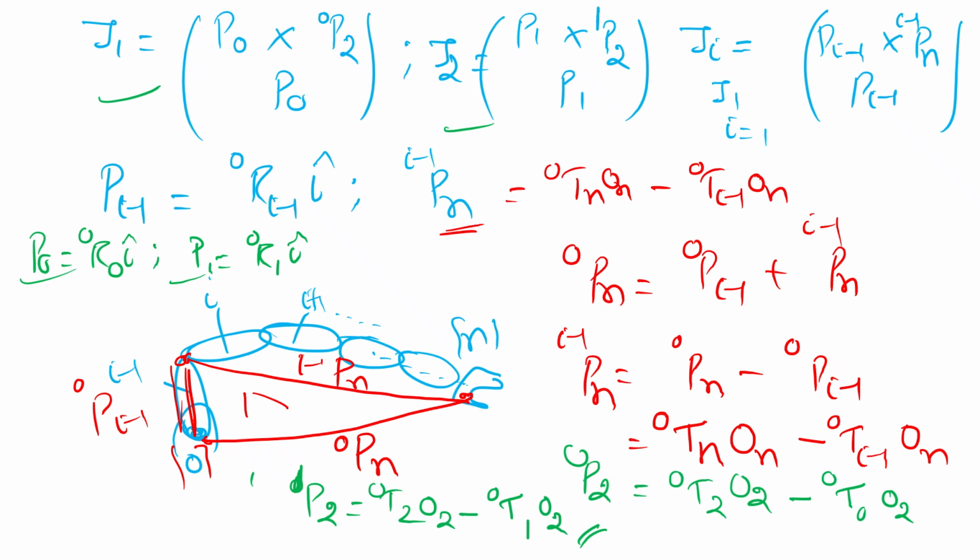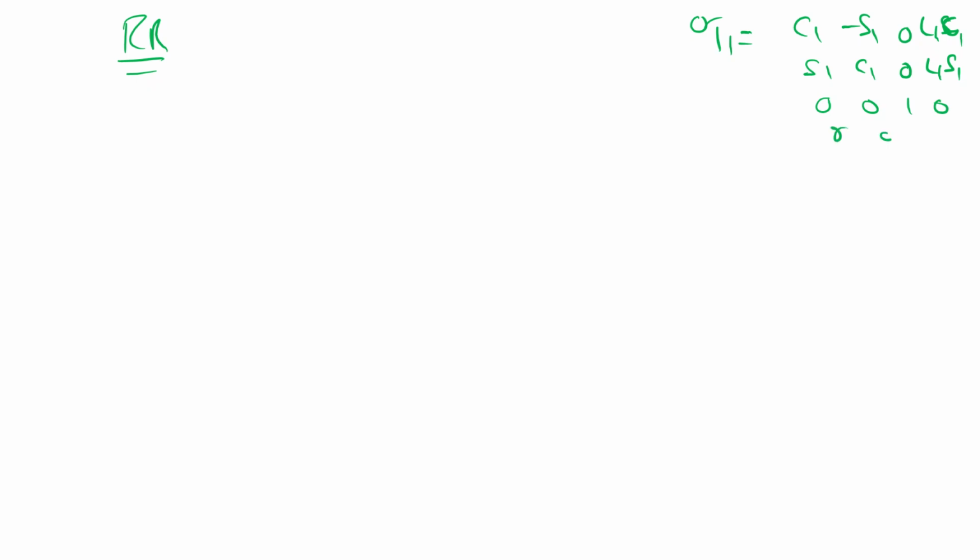Okay, so let's do the problem for the RR manipulator. For our RR manipulator, you should remember this. T1 0 we have already done many times. So let me write this: C1, minus S1, 0, L1 C1; then S1, C1, 0, L1 S1; then 0 0 1 0, 0 0 0 1.